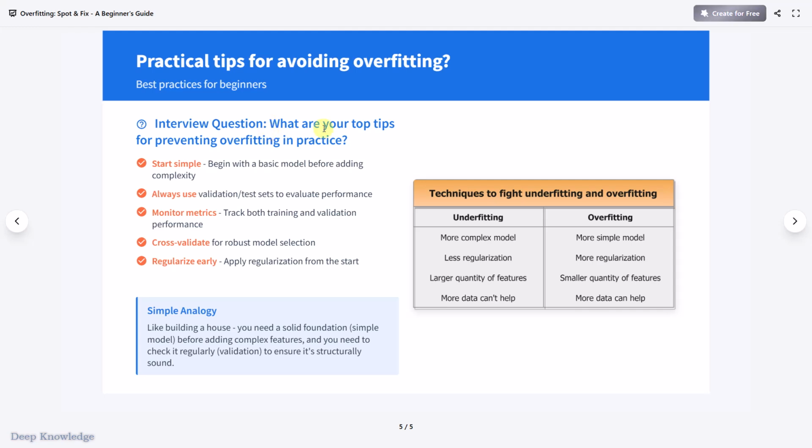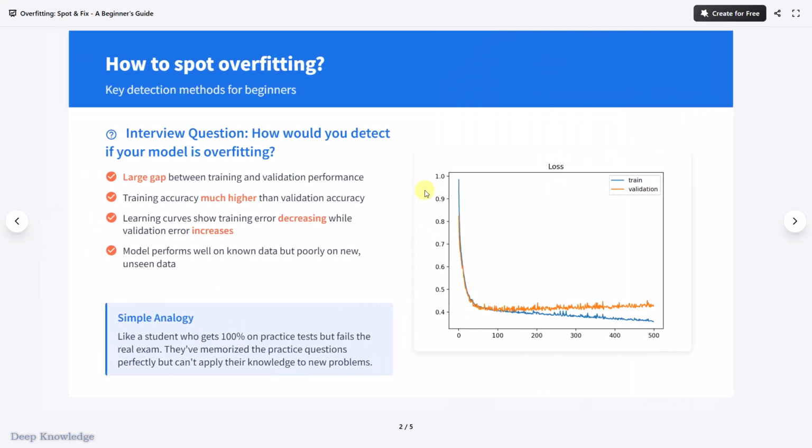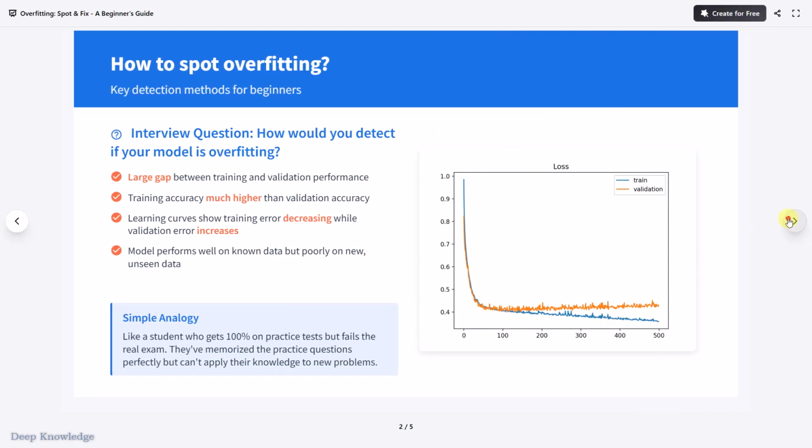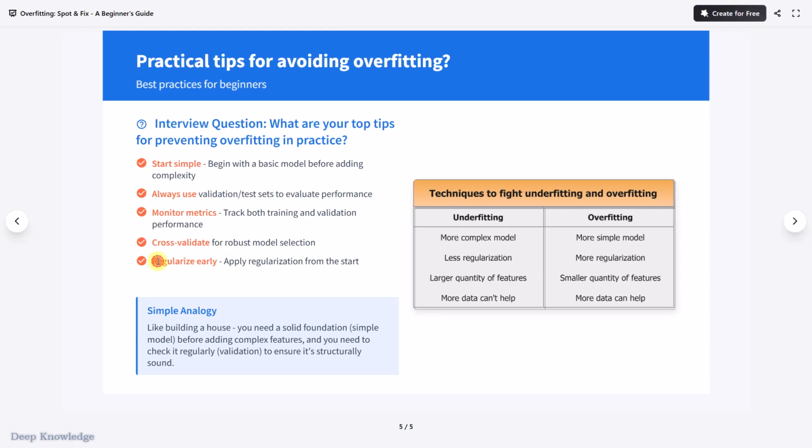And you can see here what your top tips are for preventing overfitting in practice. Start simple: begin with a basic model, don't start with a complex one. Always use validation and test data to evaluate performance. Monitor metrics, as you have seen in this graph, just to watch the model. Also use cross validation, and regularize early, so apply regularization from the start.